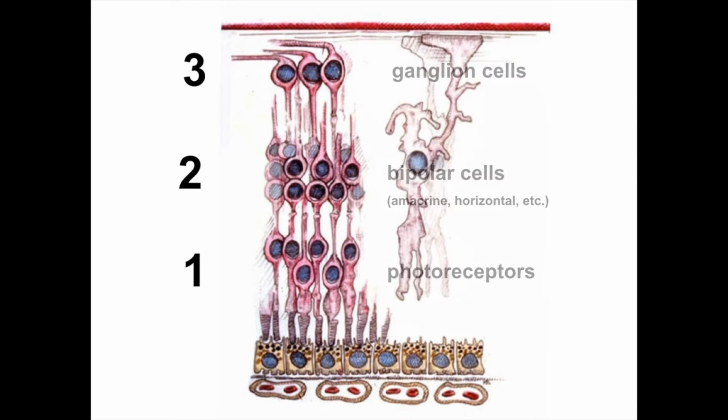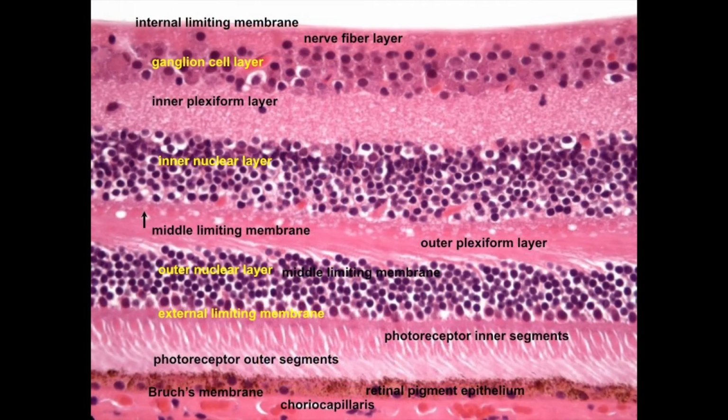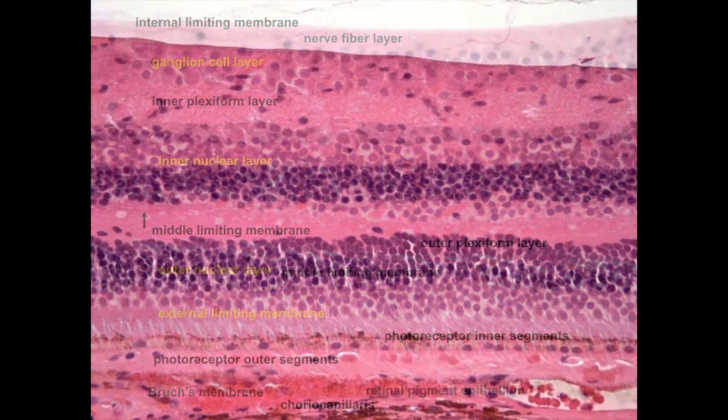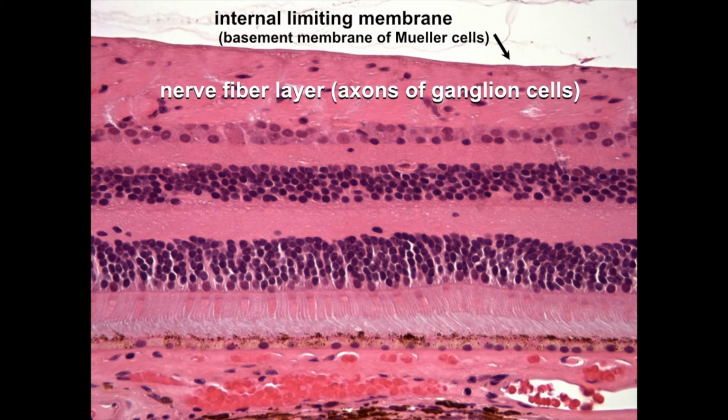The giant glial cells of Mueller span the entire thickness of the retina and fill the spaces between the neurons. The internal limiting membrane is the basement membrane on the footplates of the Mueller cells. The layers of the posterior retina are shown in this photomicrograph. The inner layers include the internal limiting membrane, or basement membrane of the Mueller cells, the nerve fiber layer composed of ganglion cell axons, and the ganglion cell layer.